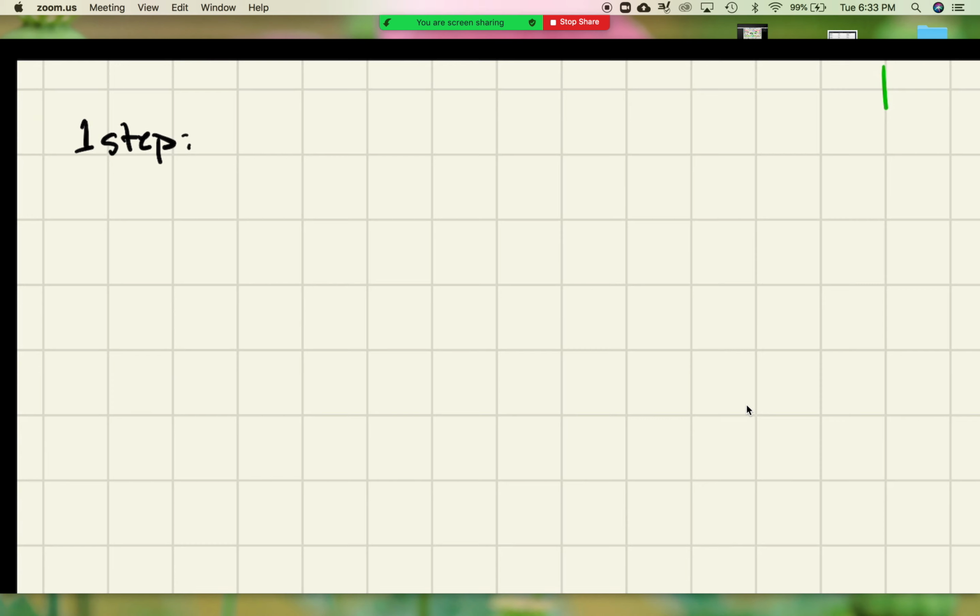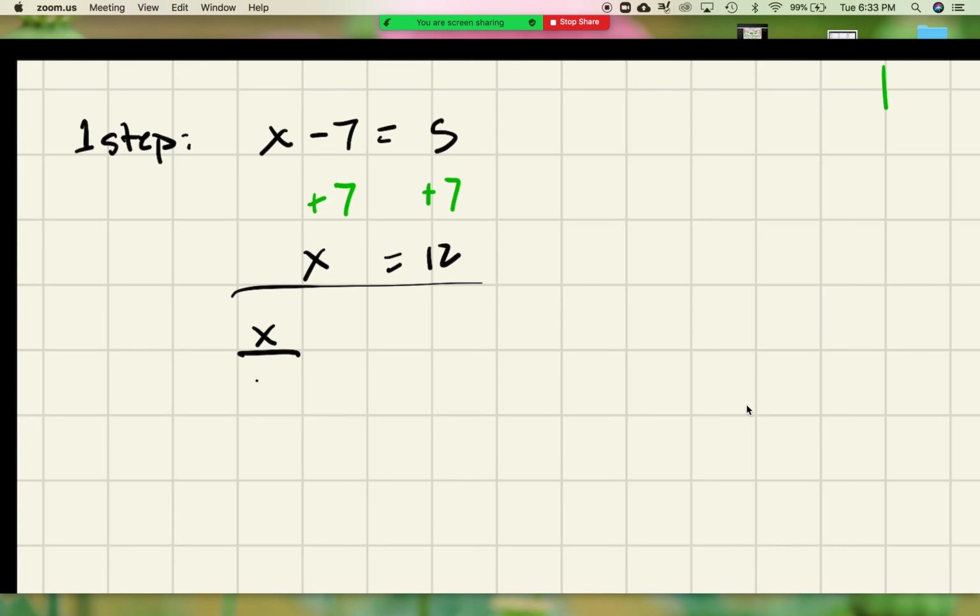One step is either like x minus 7 equals 5. The one step that you do is you do the opposite of the operation. So plus 7, x equals 12. Another one step is like this: if I have x divided by 13 equals 2, still one step, you would multiply because the operation is divide. So you multiply to both sides. That's the opposite.